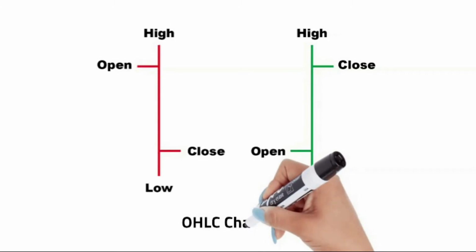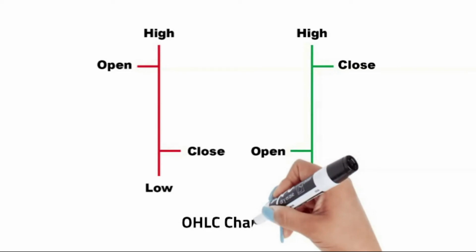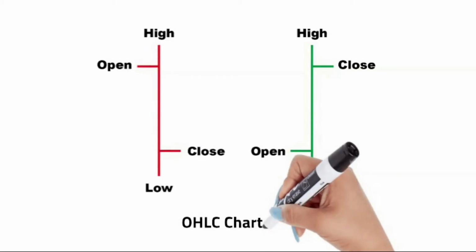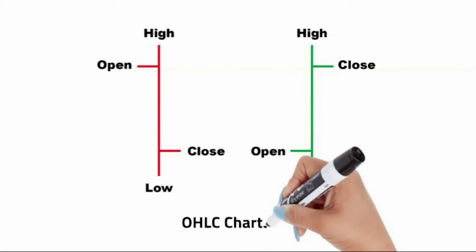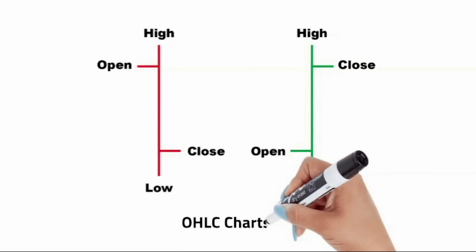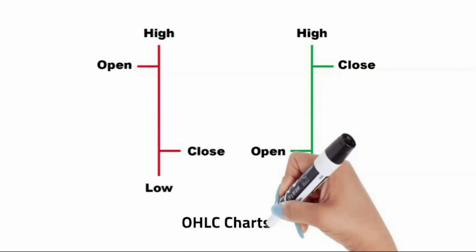Open, the little horizontal line on the left is the opening price. High, the top of the vertical line defines the highest price of the time period. Low, the bottom of the vertical line defines the lowest price of the time period. Close, the little horizontal line on the right is the closing price.